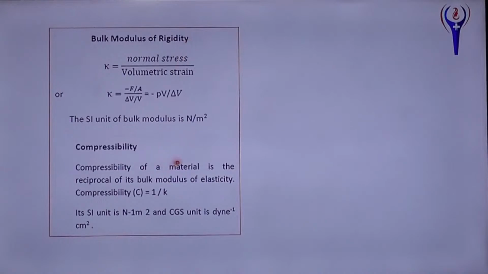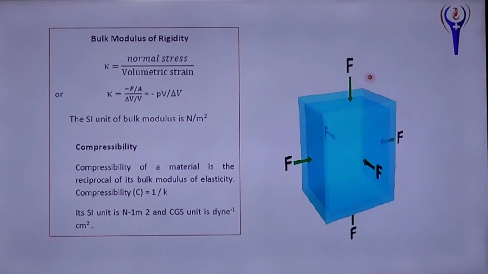Bulk modulus, change in volume to the original volume. Capital V is the original volume, small v is the change in volume. Based on that we will simplify. And the reciprocal of bulk modulus is compressibility.